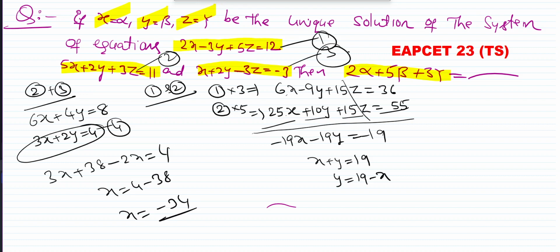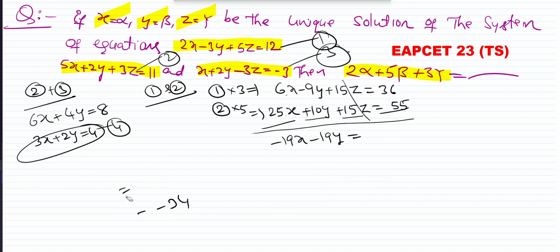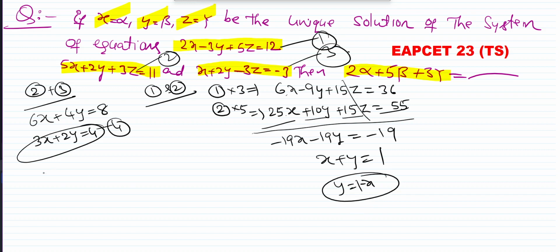x plus y, this is wrong. x plus y is equal to, this is minus 19, so x plus y is equal to 1. So take y is equal to 1 minus x. Substituting this value in this fourth equation, 3x plus 2y, this is 2 minus 2x is equal to 4.